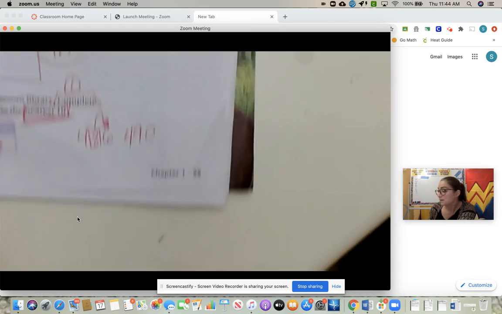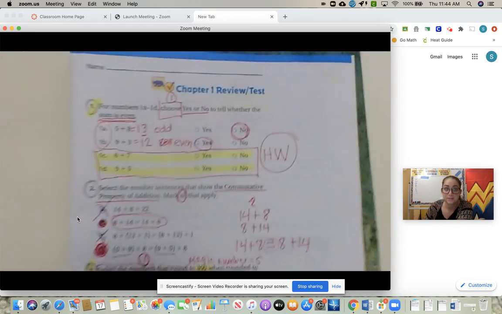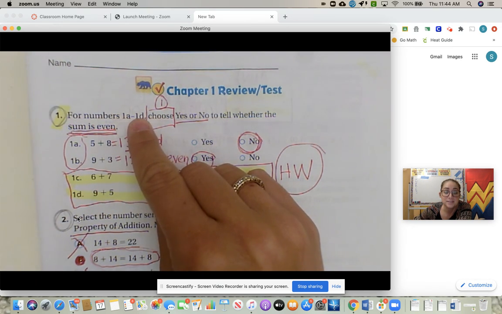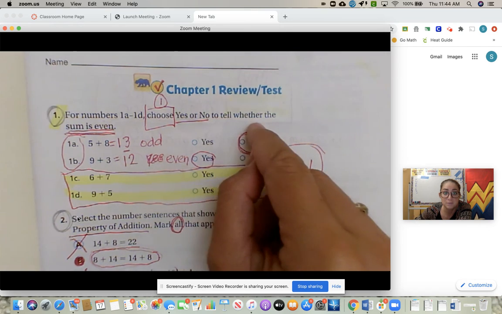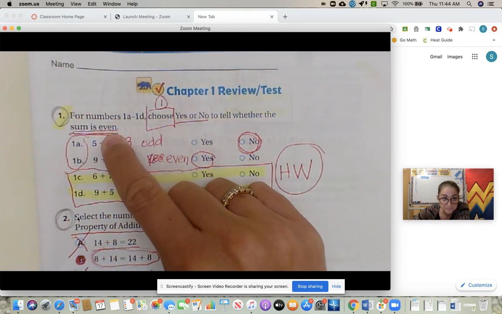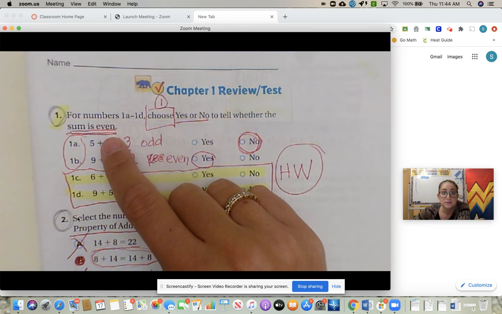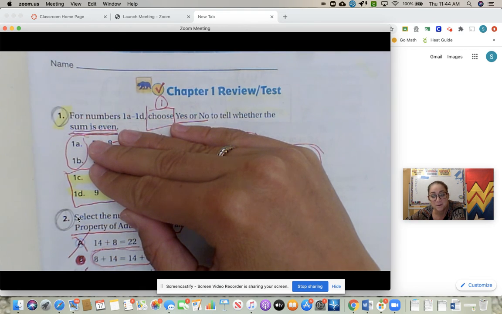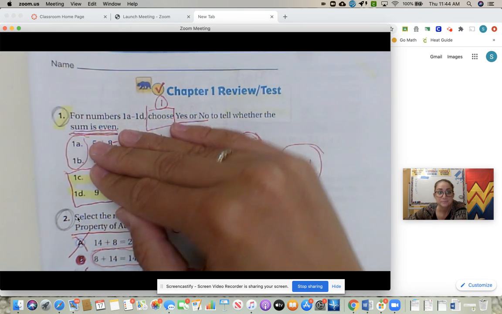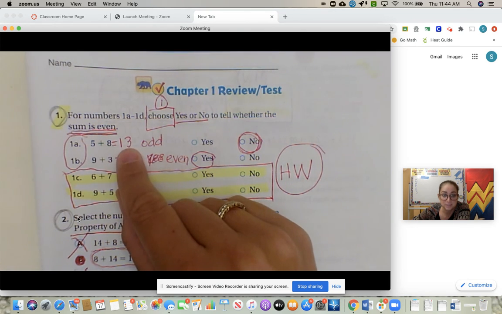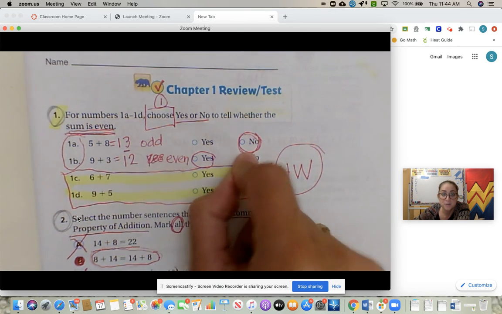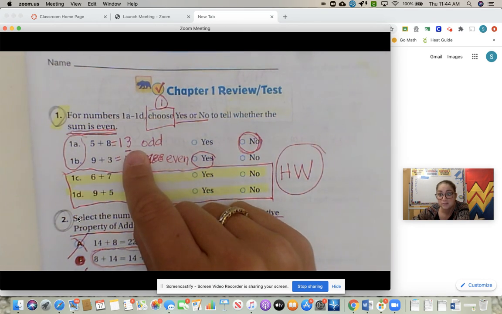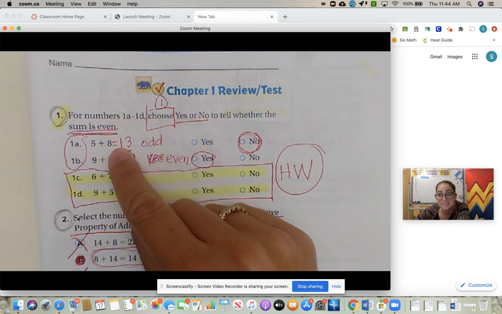All right, so on page 55, we started with number 1. So for numbers 1A through 1D, choose yes or no to tell whether the sum is even. So I want you to try 1A and 1B. That's what I did with the students. They told me 5 plus 8 is 13. It is not even, so we wrote no. It is actually odd. We looked in our ones place, 3. 3 is odd, so that must mean 13 is odd.